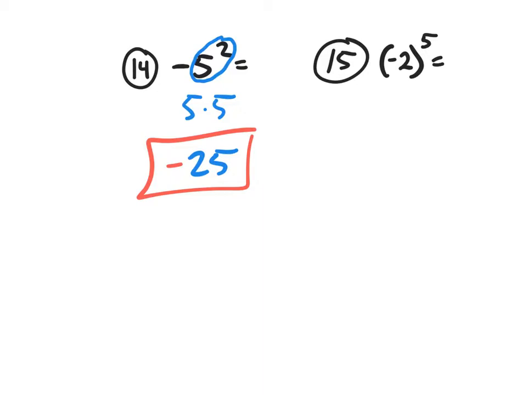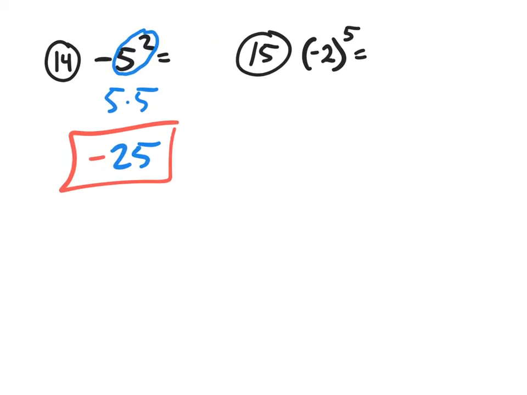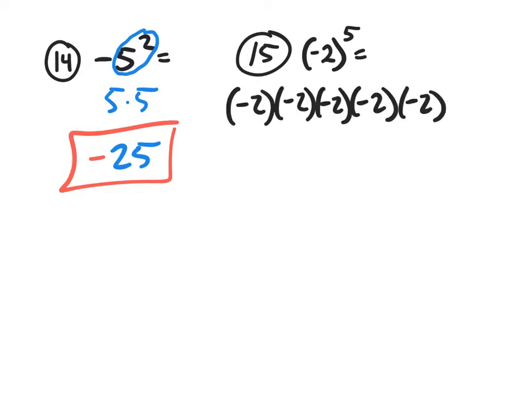Now, number 15, it does have parentheses around it, which means that when I expand it, I'm going to have to write negative 2 in parentheses 5 times. Now, how about this? Even before giving the answer, will my answer be positive or will it be negative? It'll be negative, right? Because when you pair them up, a negative times a negative is a positive, a negative times a negative is a positive. You're going to have one odd one out, which takes it back to negative.